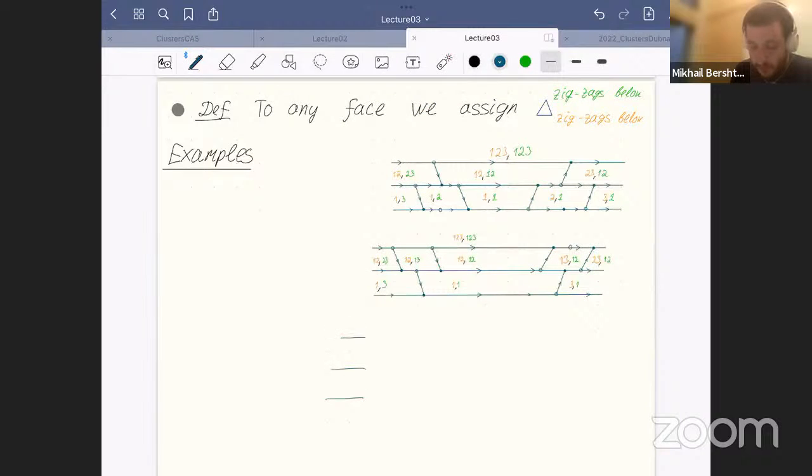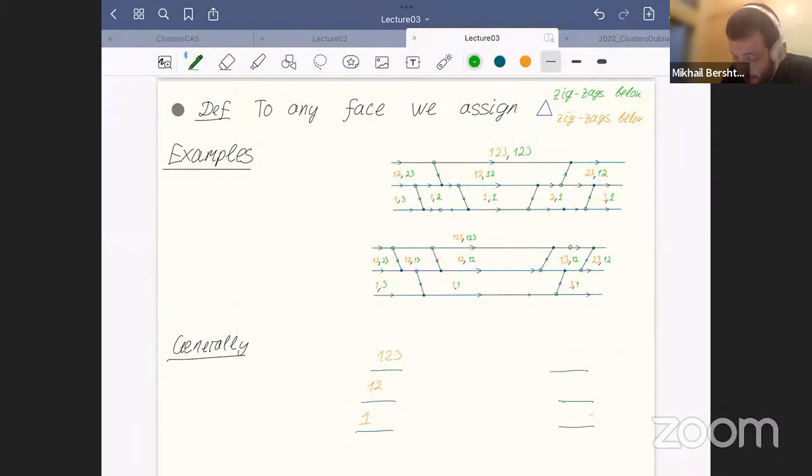what happens near the border? Near the border, here the orange zigzags only start. So here we have 1, here we have 1, 2, here we have 1, 2, 3. Generally. And near another border, green zigzags start. So we have again 1, 1, 2, 1, 2, 3.